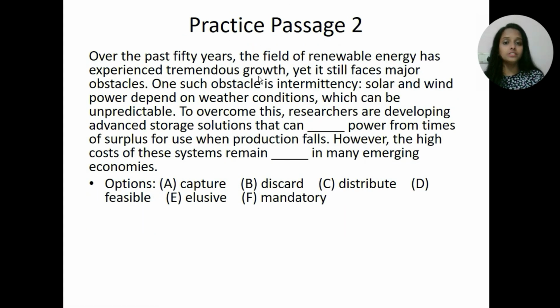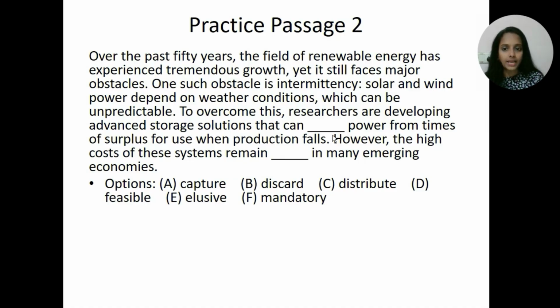Over the past 50 years, the field of renewable energy has experienced tremendous growth, yet it still faces major obstacles. One such obstacle is intermittency. Solar and wind power depend on weather conditions, which can be unpredictable. To overcome this, researchers are developing advanced storage solutions that can dash power from times of surplus for use when production falls. However, the high cost of these systems remain dash in many emerging economies. And the options are capture, discard, distribute, feasible, elusive, mandatory.